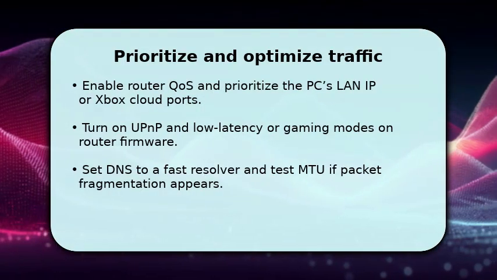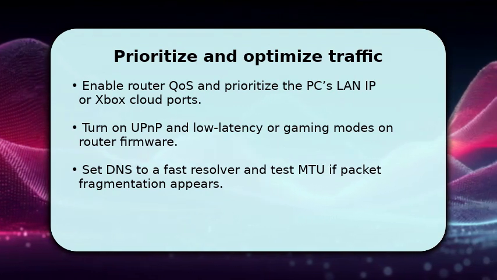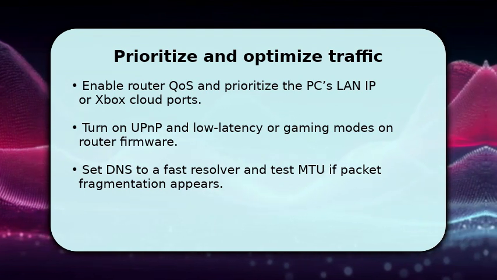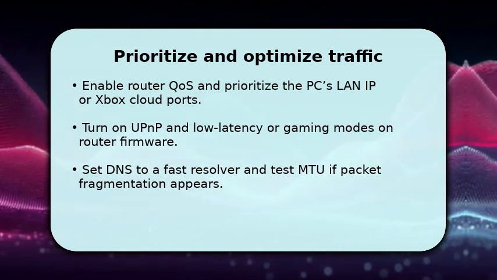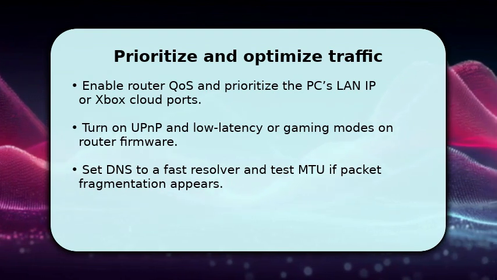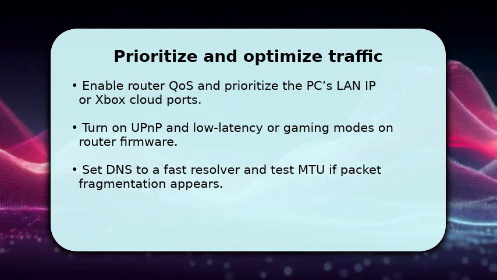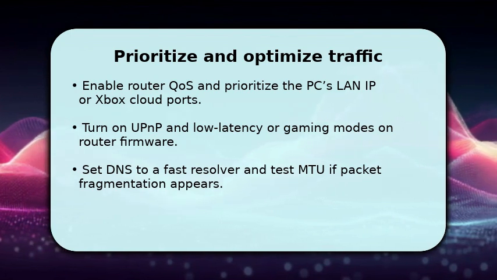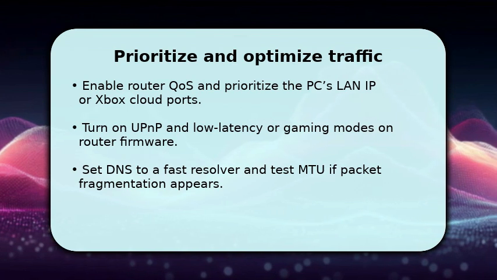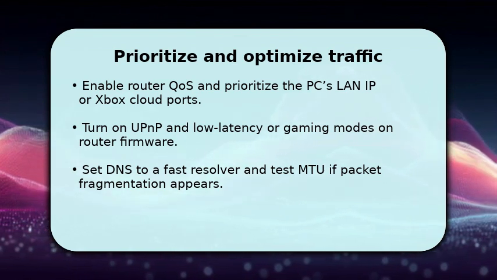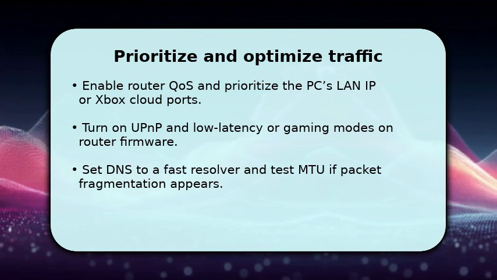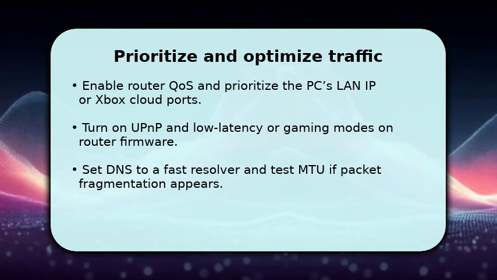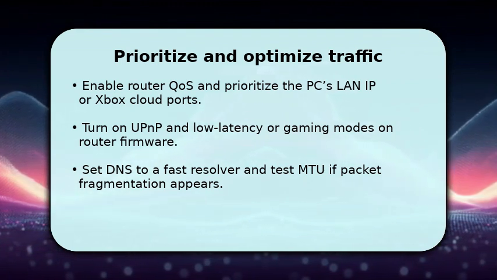Next, you configure the network. Open your router and enable CoS, giving top priority to your PC's LAN IP or the Xbox Cloud Services ports. This reduces competition from other devices. Once done, enable UPnP and any built-in gaming or low latency features to minimize NAT delays. Make sure DNS is set to a fast resolver, and if you suspect fragmentation, check and adjust MTU values. These changes lower jitter and packet loss, which are the usual causes of input delay for cloud gaming.